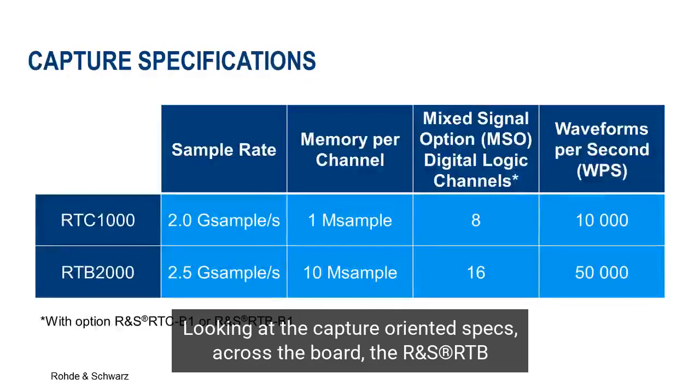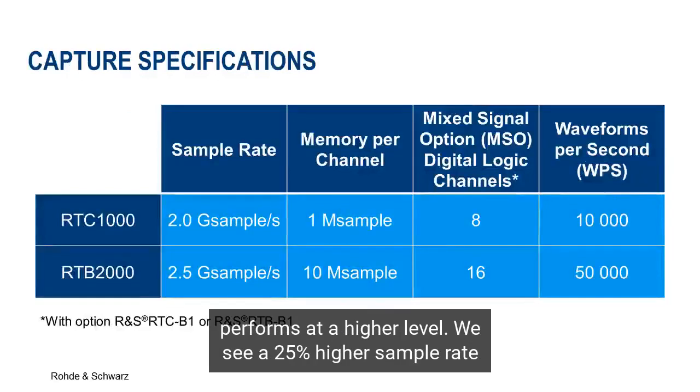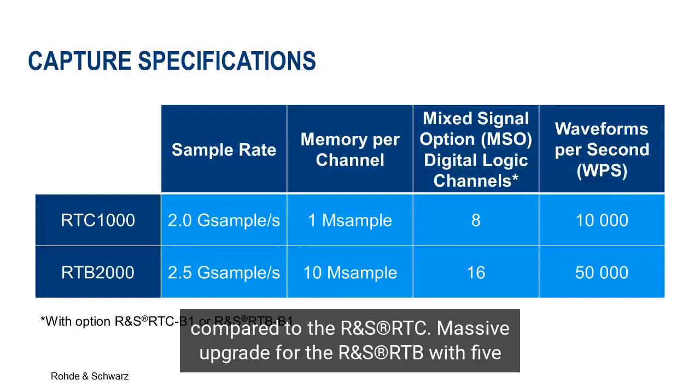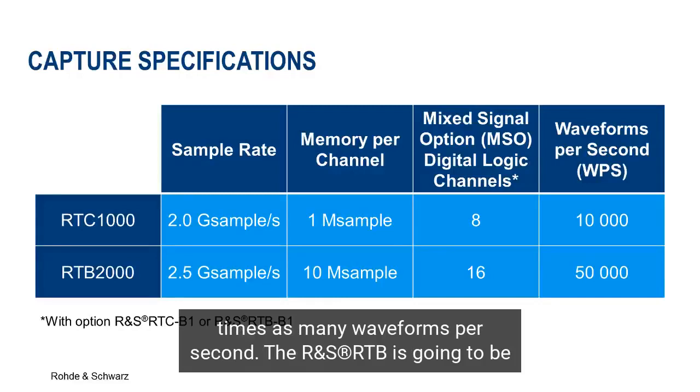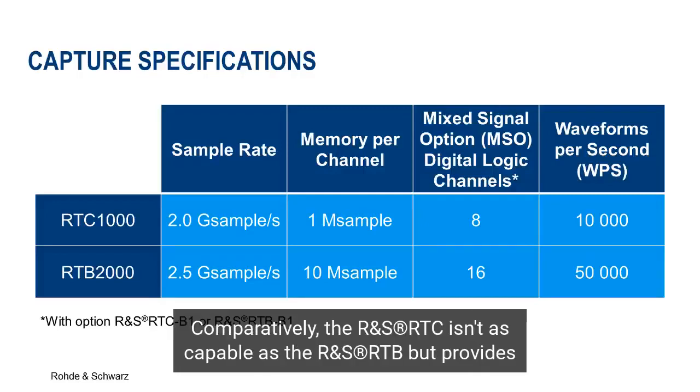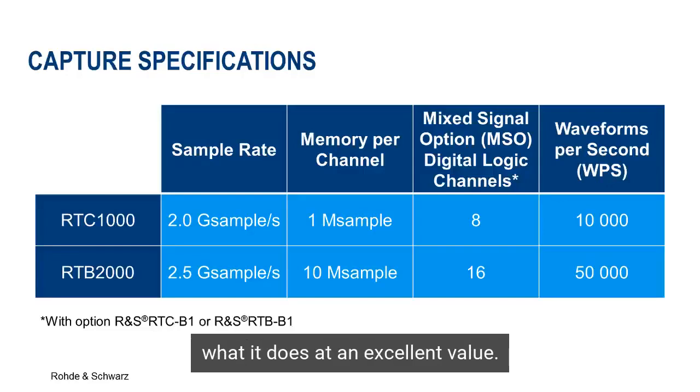Looking at the capture-oriented specs, across the board the RTB performs at a higher level. We see a 25% higher sample rate from the RTB, better memory, and a much higher update rate compared to the RTC. Massive upgrade for the RTB with 5 times as many waveforms per second. The RTB is going to be better for detecting signal anomalies and faults. Comparatively, the RTC isn't as capable as the RTB, but provides what it does at an excellent value.